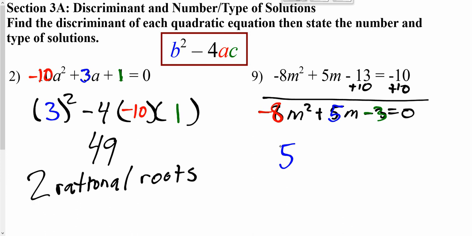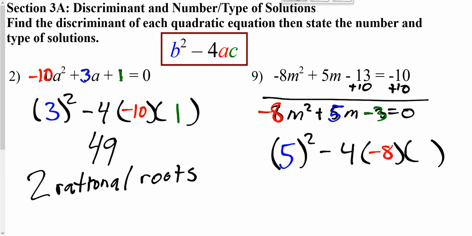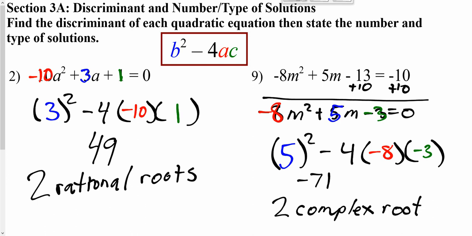Then remember, you have to have b squared minus 4 times your a times your c. So we plug in our a of -8, plug in our c of -3. We can plug all this into our handy-dandy calculator, and we get -71. Since it's negative, that means we would get two complex roots, meaning we'd have i's in your answer. Roots, solutions, zeros all mean the exact same thing.